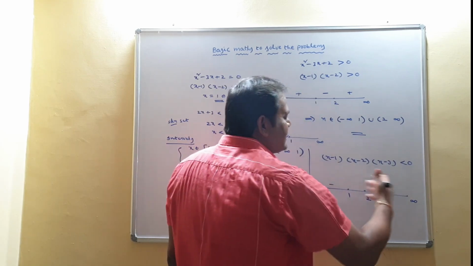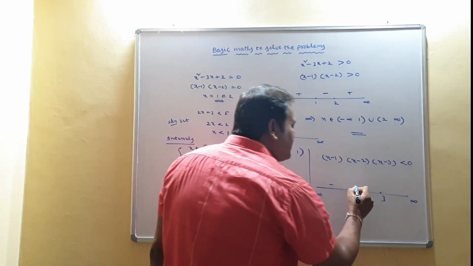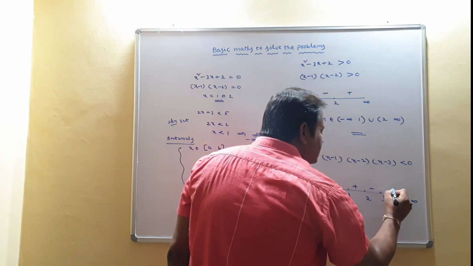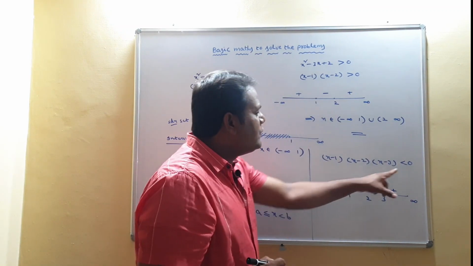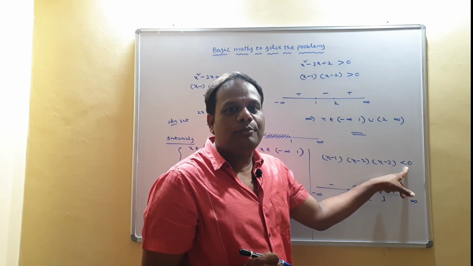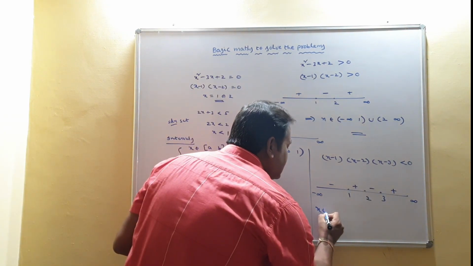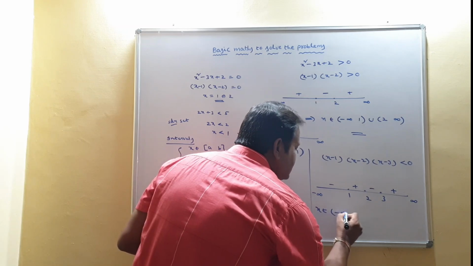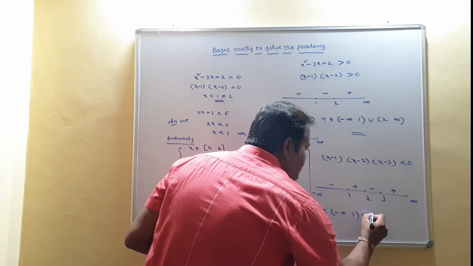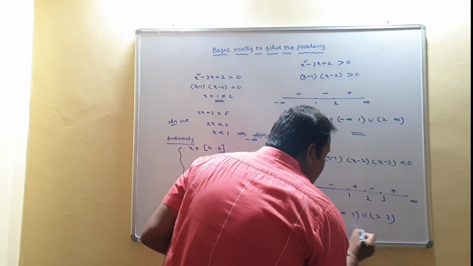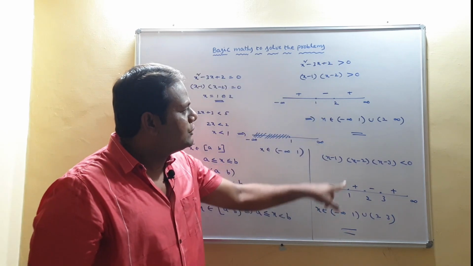So you can change the sign alternately. Simply you take it like this: minus, plus, minus and plus. Now what do we want? Less than 0. Less than 0 means what? Negative. So where it is giving negative values, the answer is x belongs to minus infinity to 1 union 2 to 3. So this is the solution set for this.